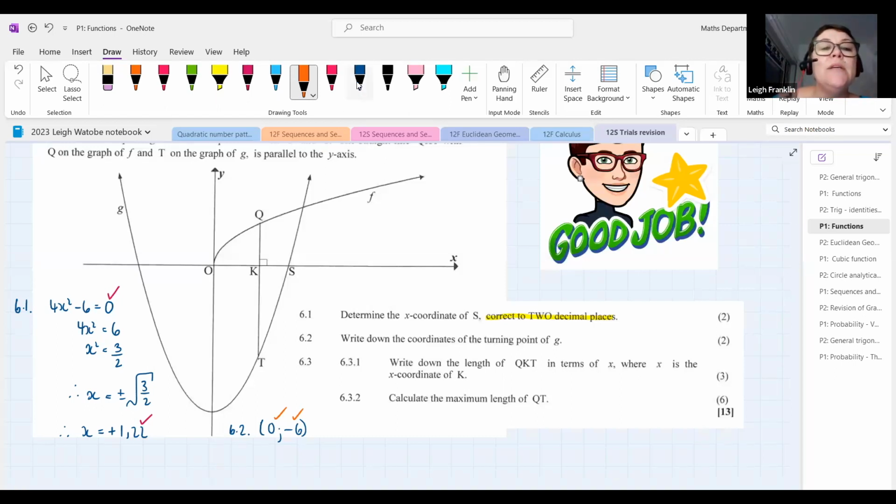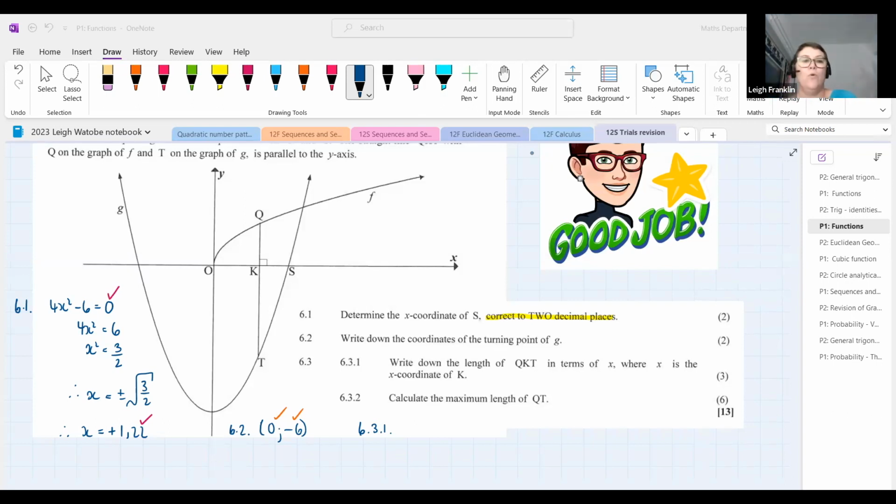All right, now getting into the more interesting questions. Question 6.3.1, first of all, they want us to write down the length of QKT in terms of X, where X is the X coordinate of K. So what can we say about the X coordinate of K and Q and T? It's all the same, isn't it? Because they all lie in the same vertical line.